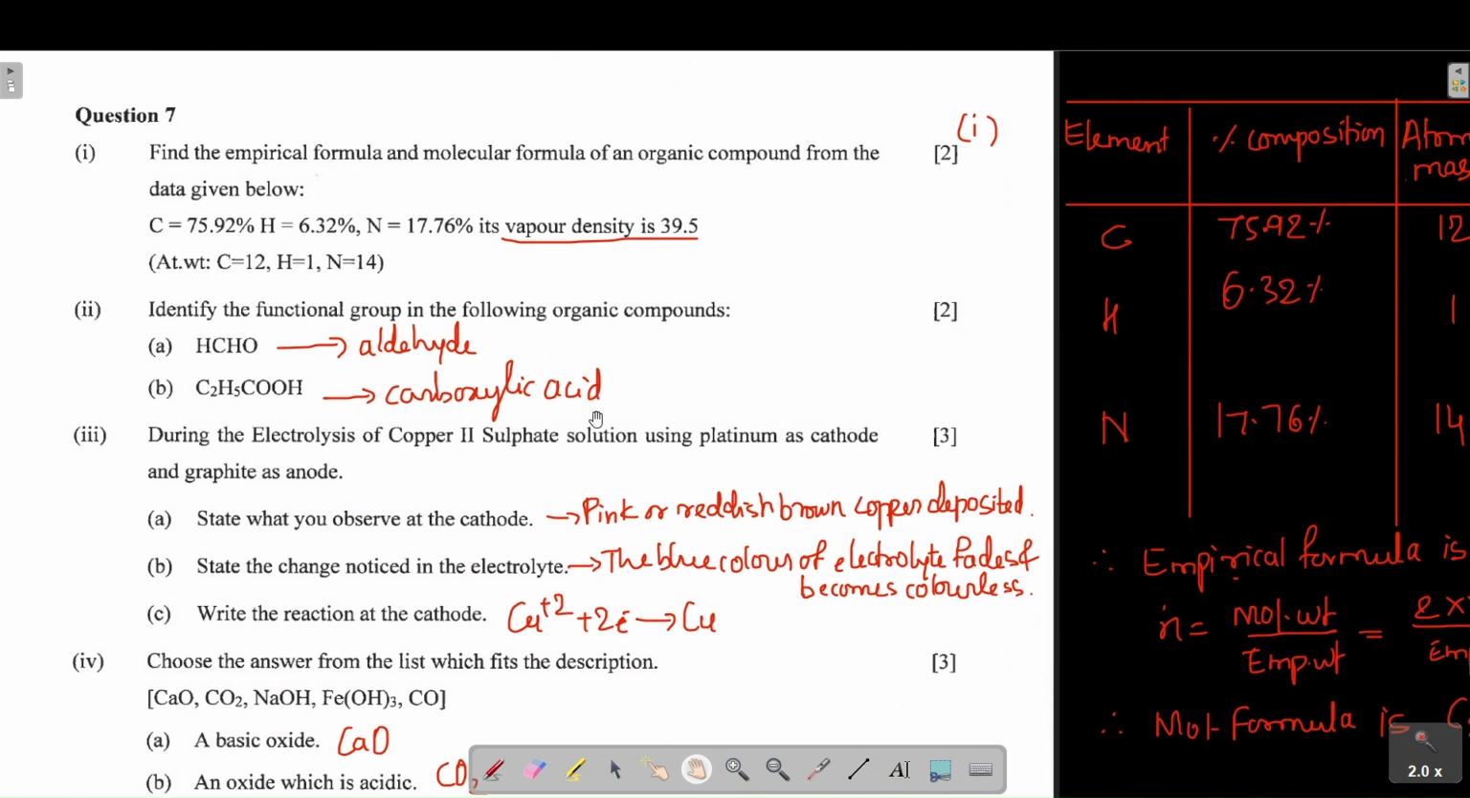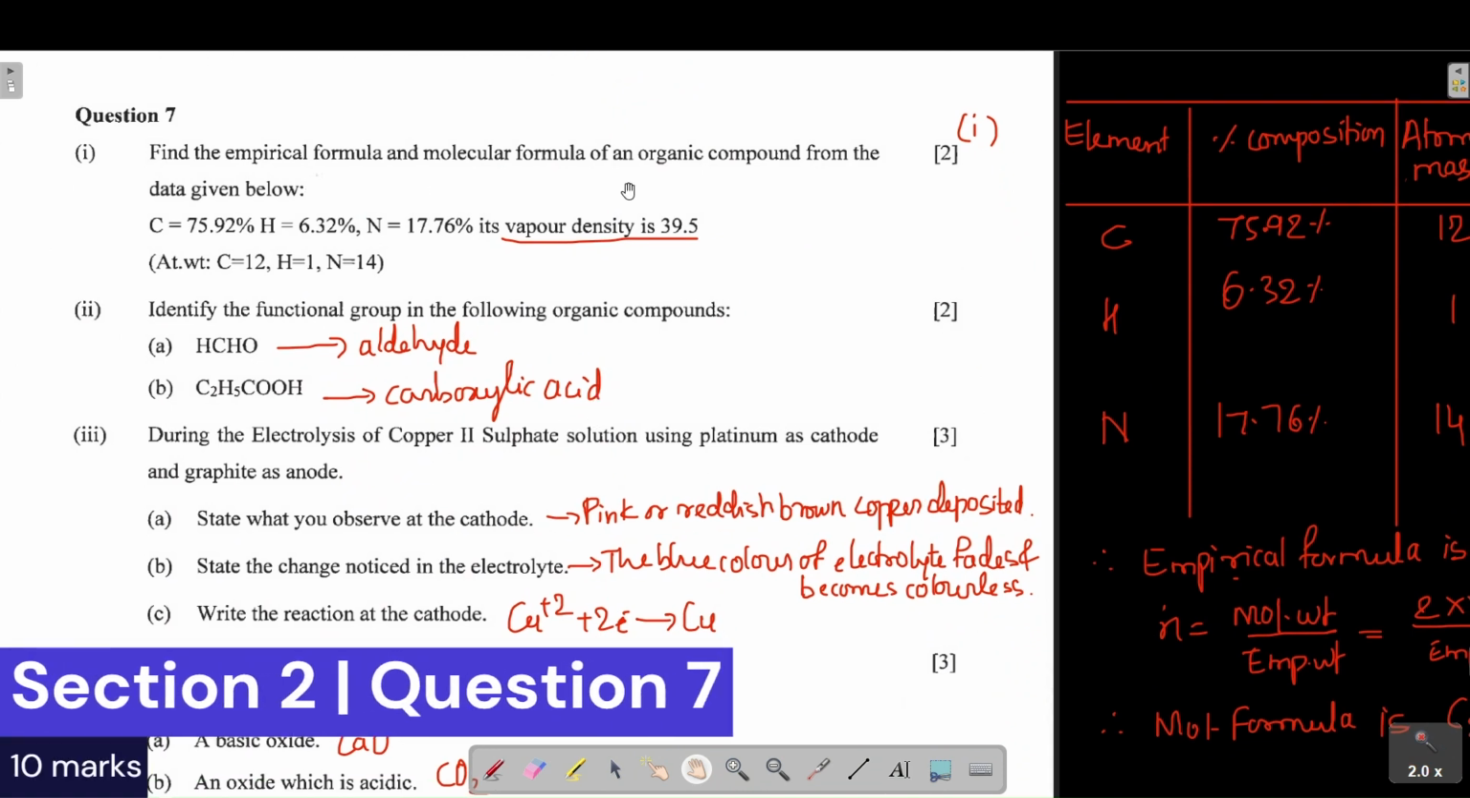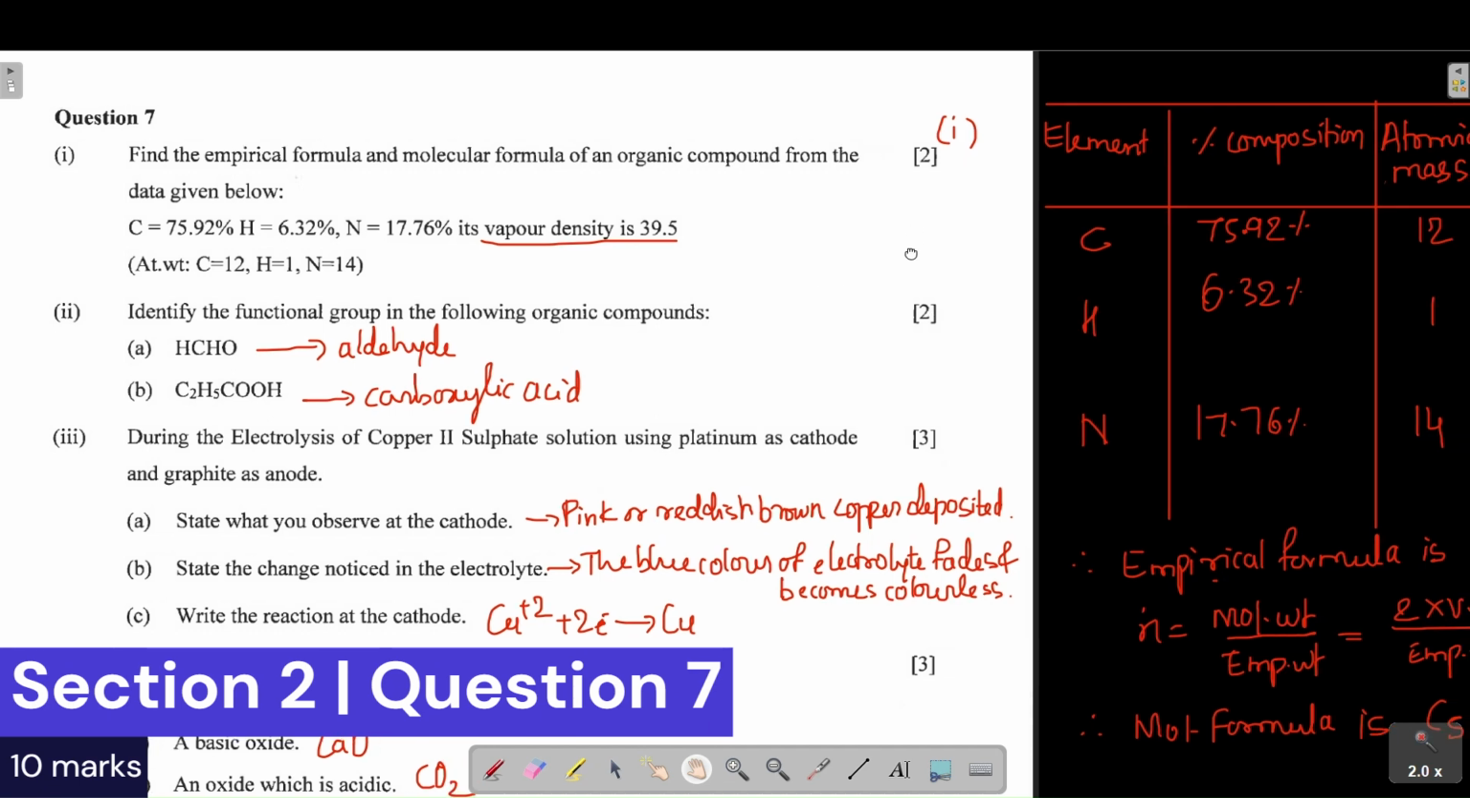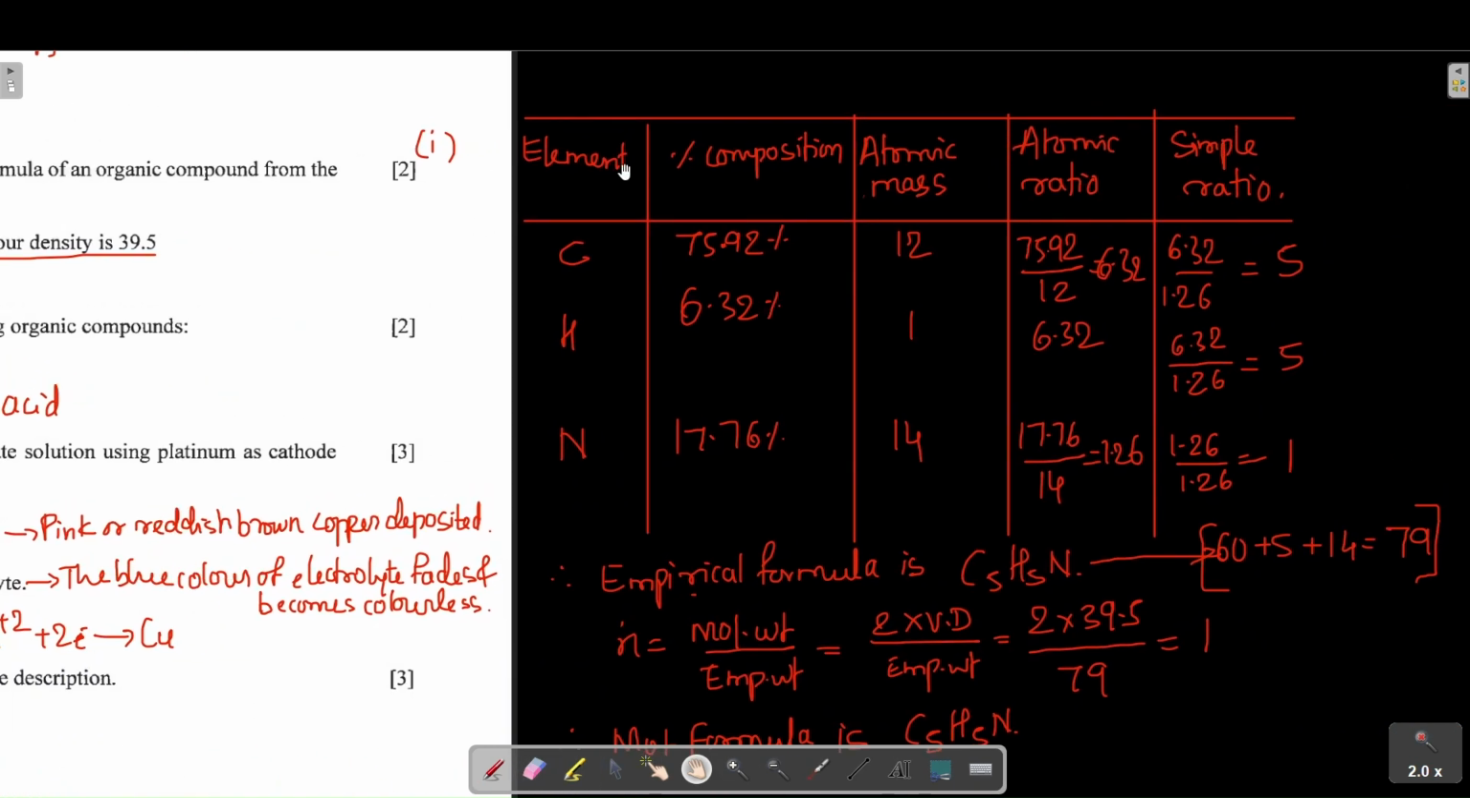Question number 7. Find the empirical formula and molecular formula of an organic compound from the data given. So how do you have to solve this? To get full marks, you have to solve it like this: element, percentage composition, atomic mass, atomic ratio, simple ratio. First write all the elements and their percentage composition; atomic mass will be given.